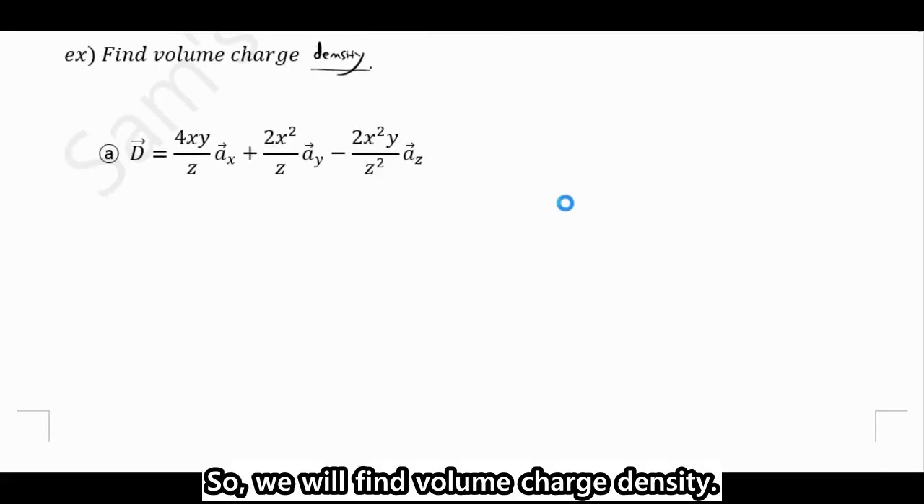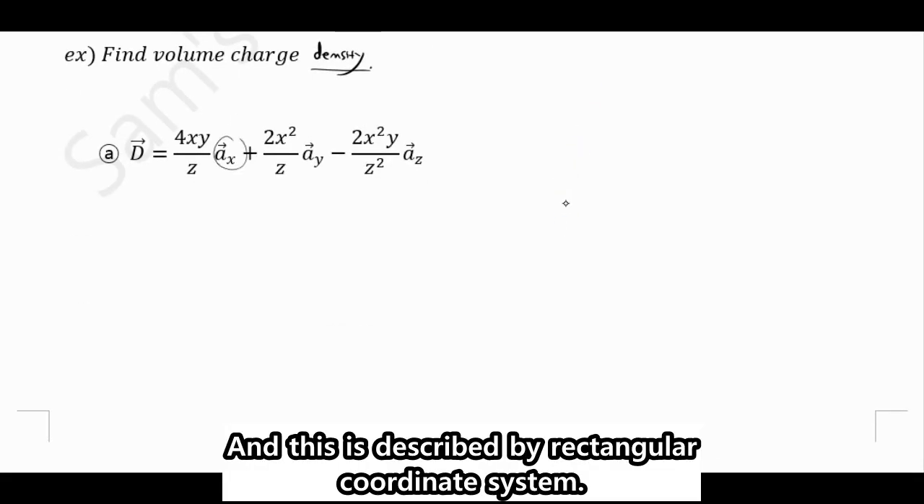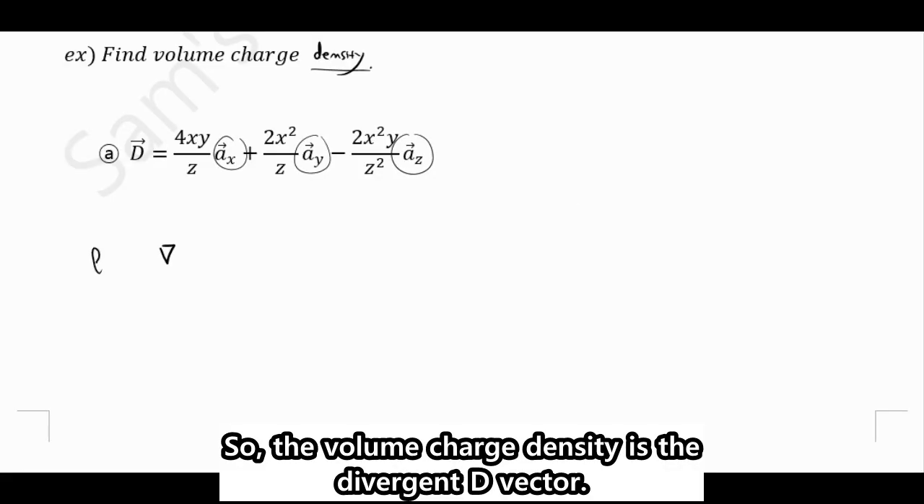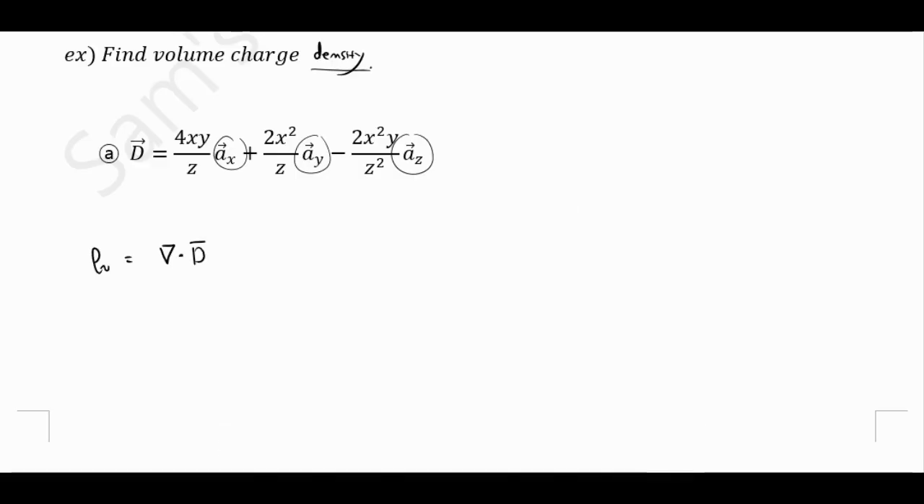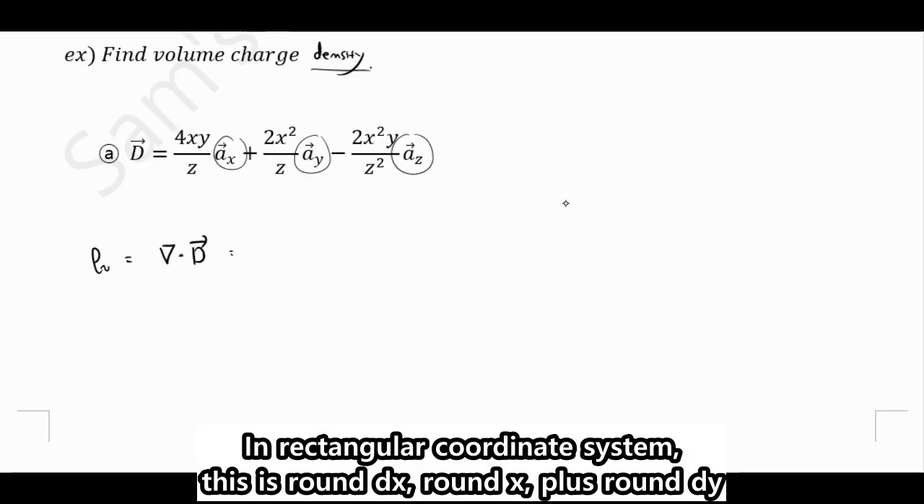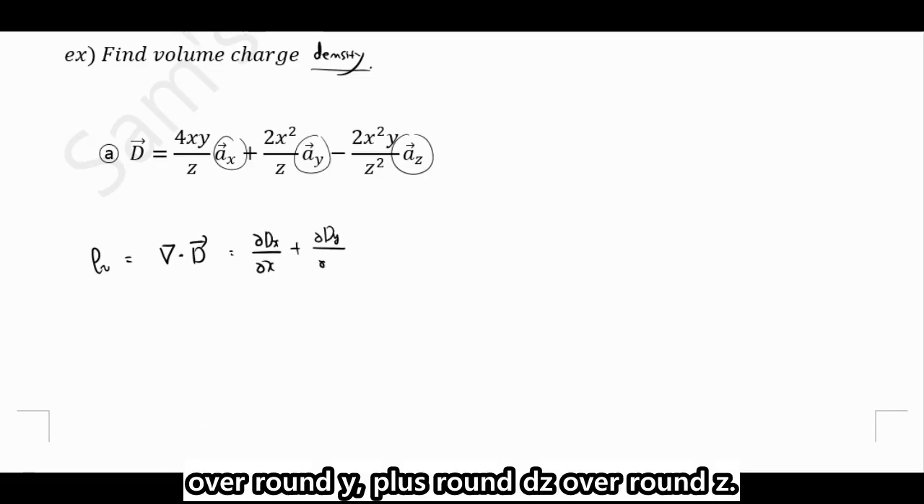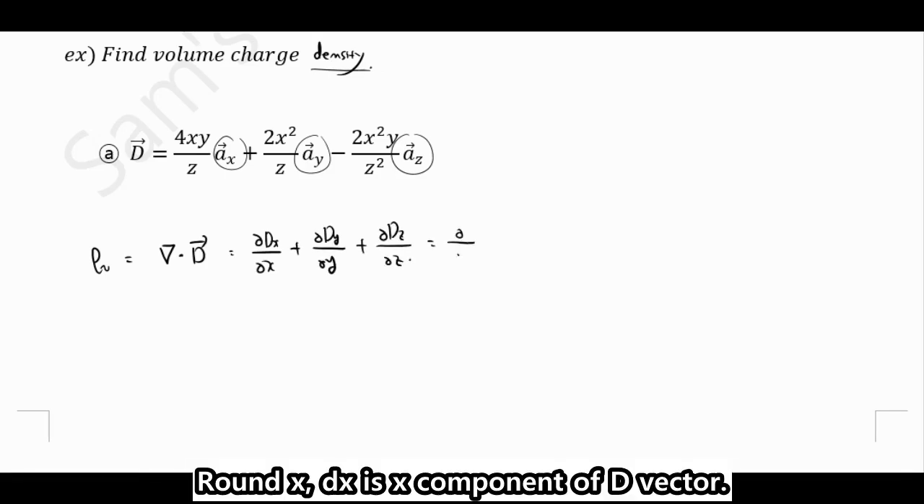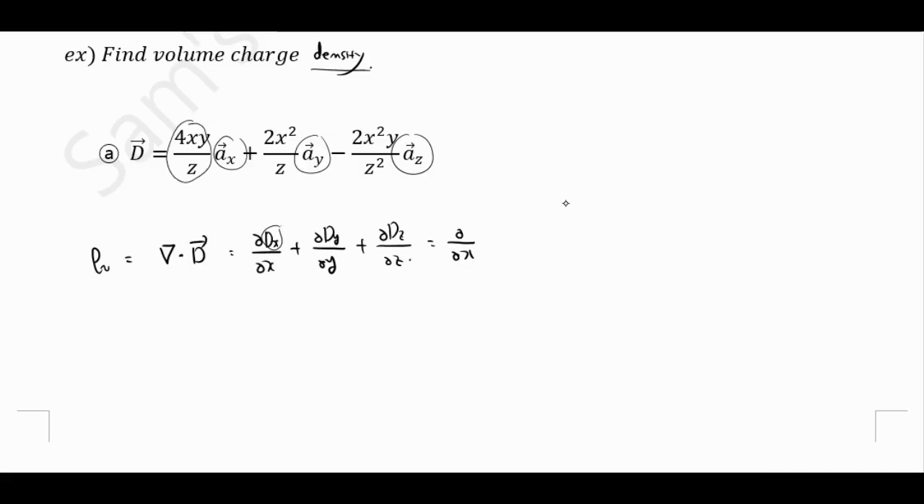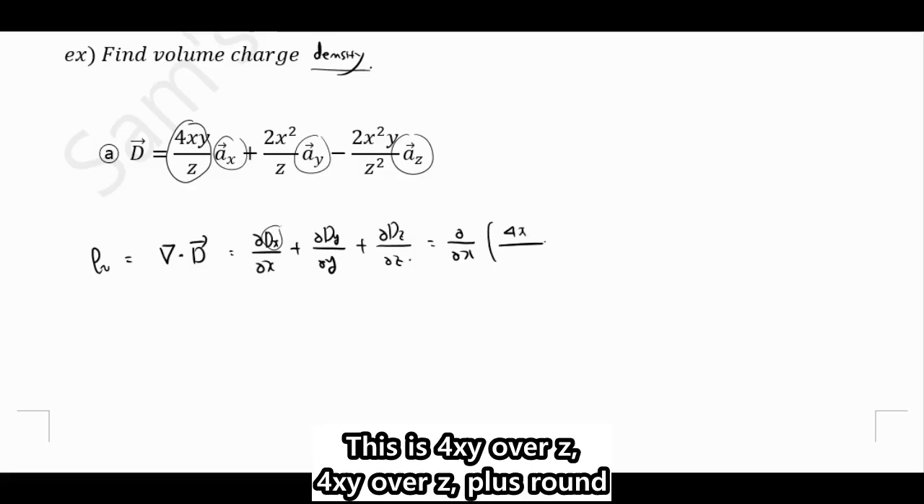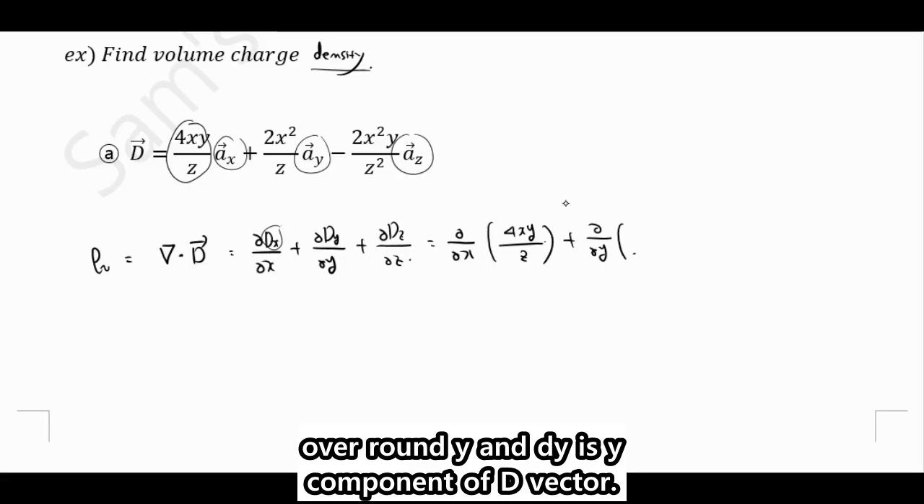So we will find the volume charge density, described in the rectangular coordinate system. The volume charge density is the divergence of the D vector, which in rectangular coordinates is ∂Dx/∂x plus ∂Dy/∂y plus ∂Dz/∂z. Dx is the x component of the D vector, which is 4xy over z, plus ∂/∂y of Dy, the y component of the D vector.